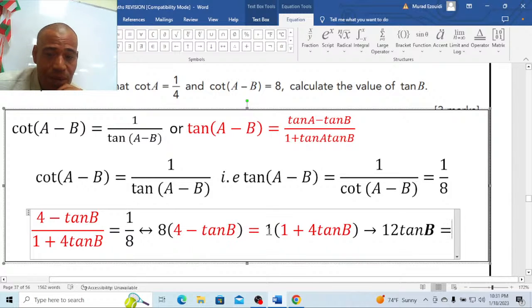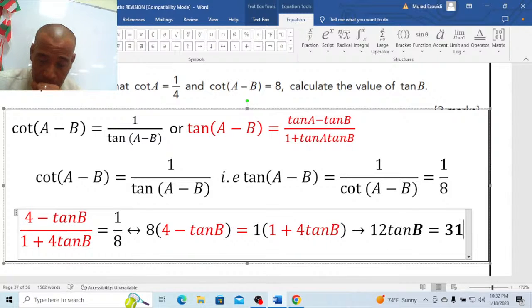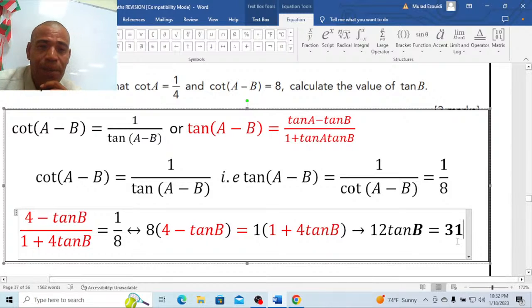Therefore, 1 multiplied by 1, learners, is 1. You should transfer 1 from the right hand side to the left hand side. On the left hand side, we have 32. 32 minus 1 will be 31, equal to 31. Therefore, learners, tangent B is what? It is 31 divided by 12.